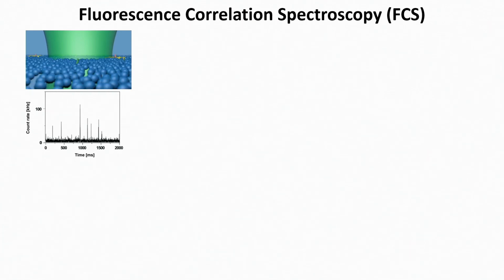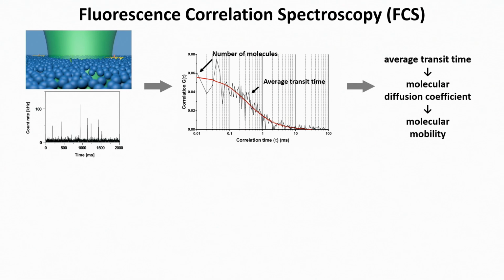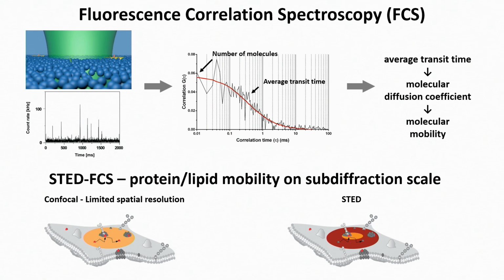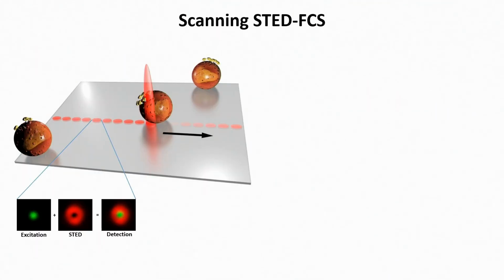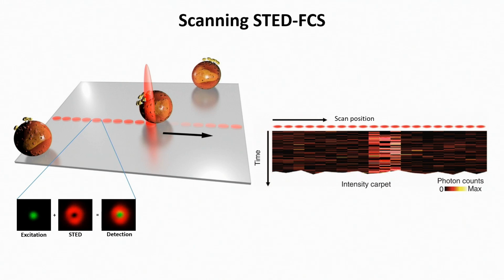What this technique does is you sacrifice a bit of the imaging capability of microscopes, but you gain the capability to look at things dynamically. You can measure the average transit time of molecules across the field of view, and this allows you to get the molecular diffusion coefficient and molecular mobility of the molecules tagged with fluorescence. Then combining this with super-resolution microscopy, we can image the mobility of molecules on sub-diffraction scales, smaller than the size of the virus. Here we applied so-called scanning STED fluorescence correlation spectroscopy to get the details of how the molecules move across an individual virus surface.